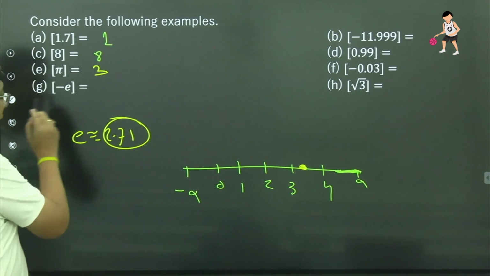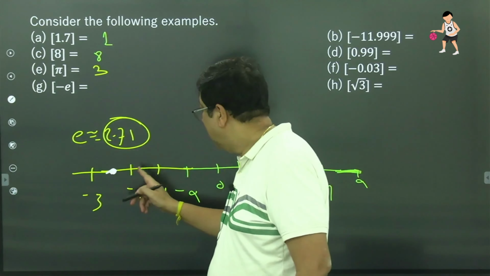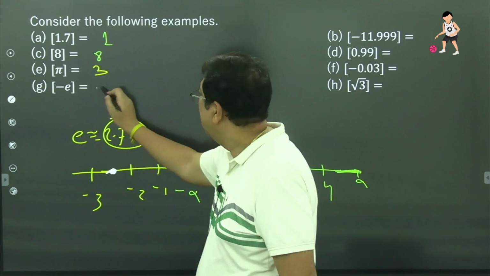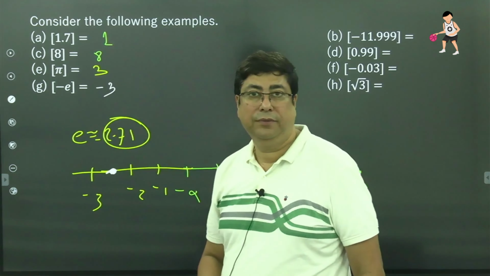So everyone, minus 2.71 is here. If it is minus 2.71, the value we have to take is on the lower side. It means the value is decreasing here. It means minus 2 is greater than minus 3. We have to take the lower value, so minus 3 is the answer. Clear?